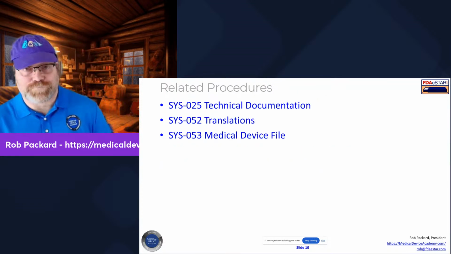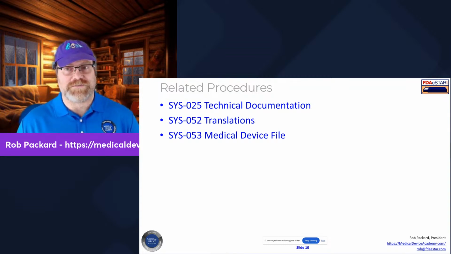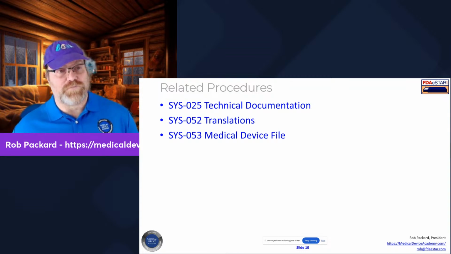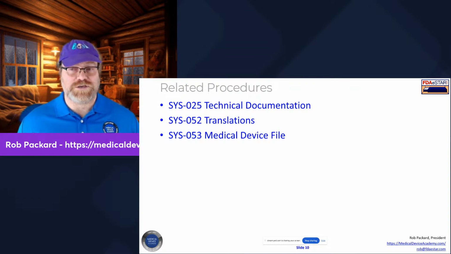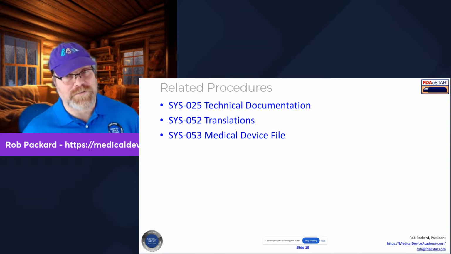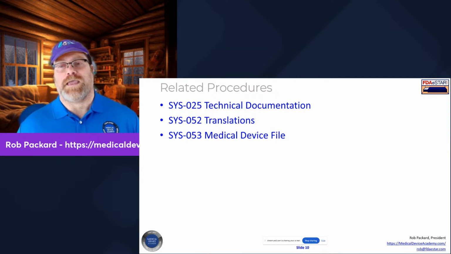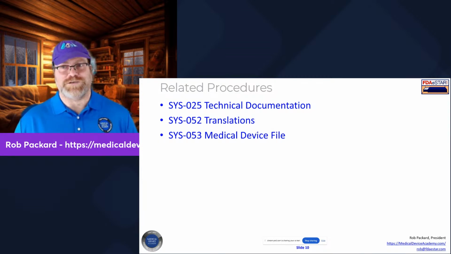There are related procedures. They don't come with this, so when you buy this separately, you only get this, but you might see references to other important procedures. These are the three: technical documentation, translations, and medical device files. Translations used to be incorporated into this procedure. We split it out, made a much more detailed translation procedure because US companies don't need the translation most of the time. And it really wasn't adequate for companies that do need the translations.